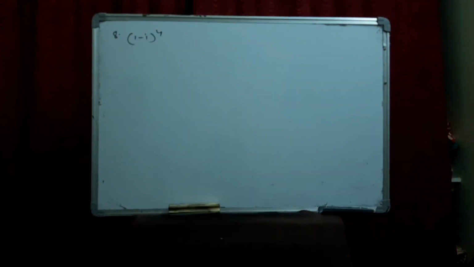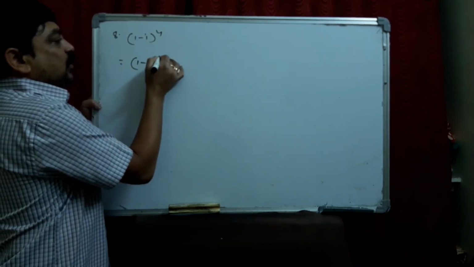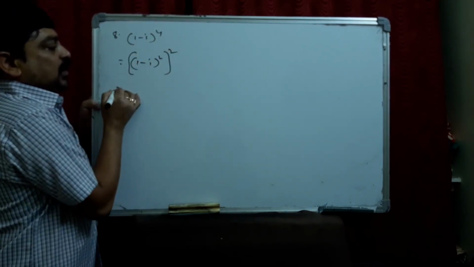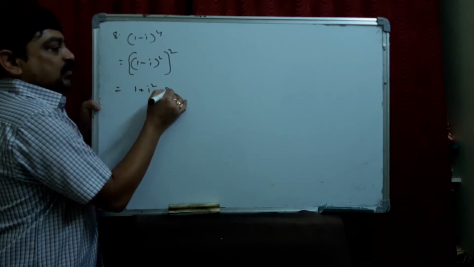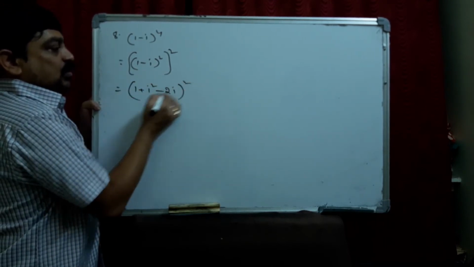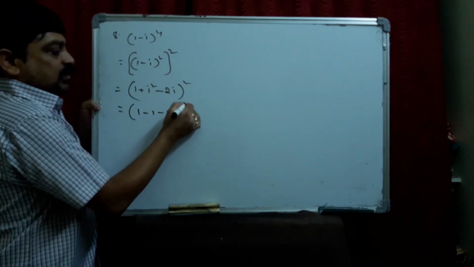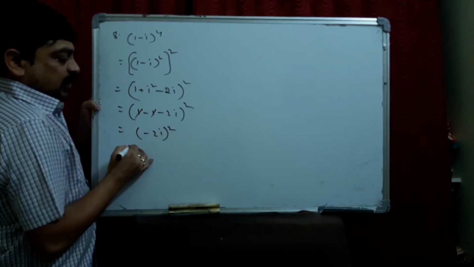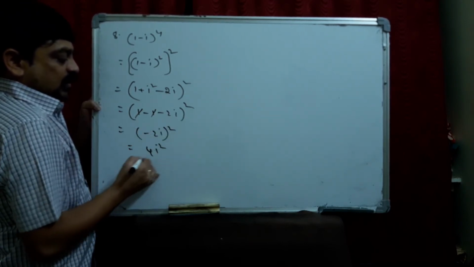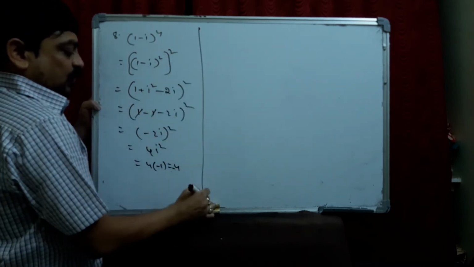Now see the eighth question. (1 minus i) power 4. What we do? We can take (1 minus i) whole square. Now it looks like (a minus b) whole square: a square plus b square minus 2ab, whole square. Now it becomes, i square value is minus 1, minus 2i, whole square. You can cancel this, becomes (minus 2i) whole square. It becomes 4i square. So 4 into minus 1, it becomes minus 4.